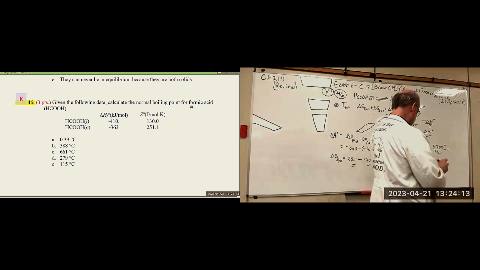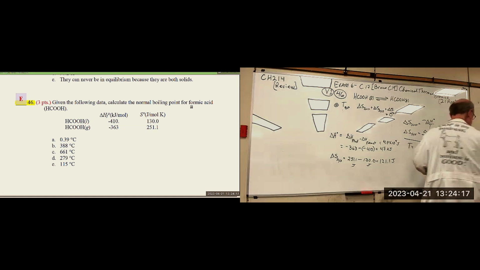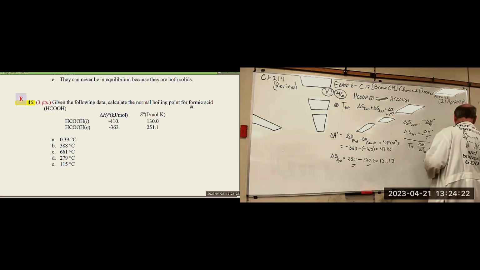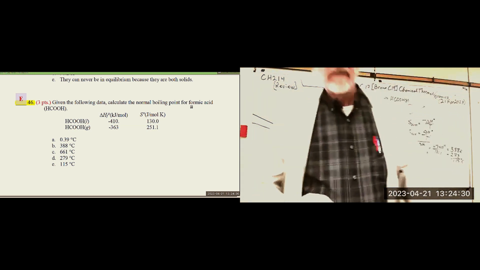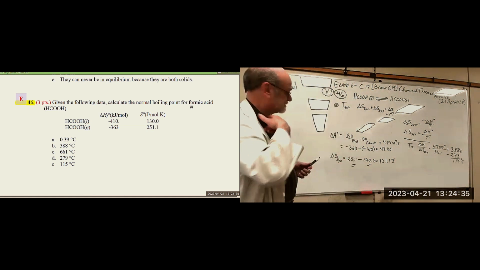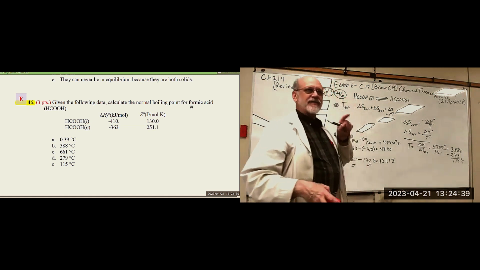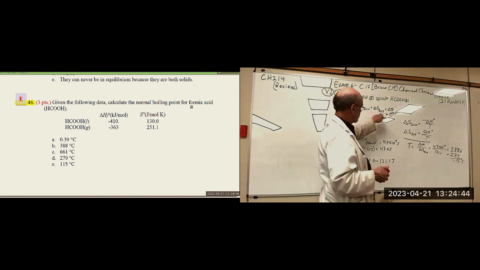I get 388. Did it ask for K or C? Okay, so minus 273, that's 115 degrees C. So the key to this one is it's at the boiling point. That makes these two add together to 0.